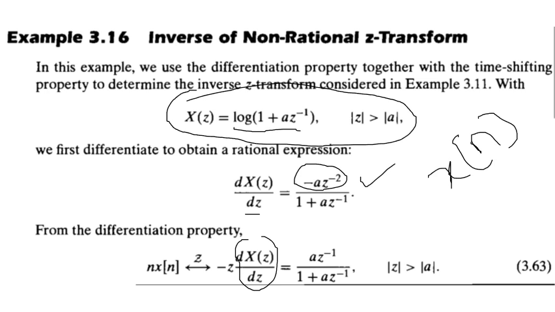The next thing is to multiply it by minus z. If I multiply it by minus z, I will get a z inverse divided by 1 plus a z inverse. Now I have n x[n], but I need to find x[n]. So what I can do is find its inverse. Let's move on to the next slide and see.